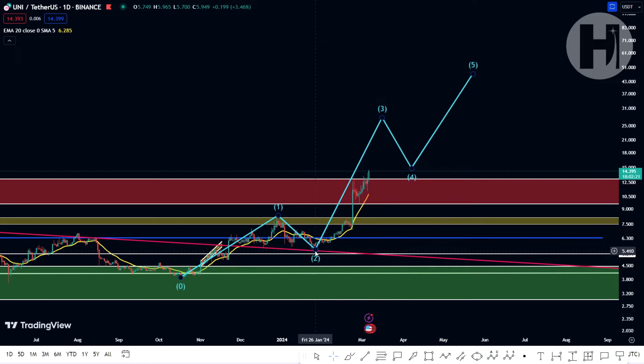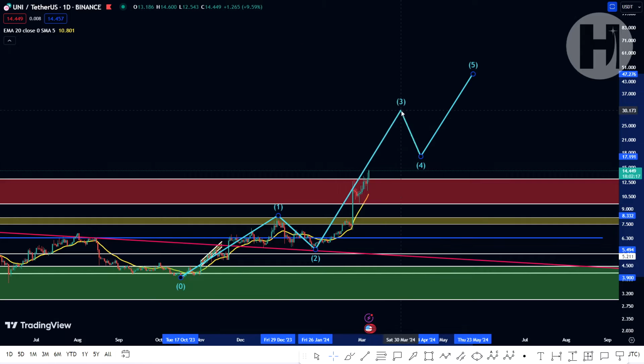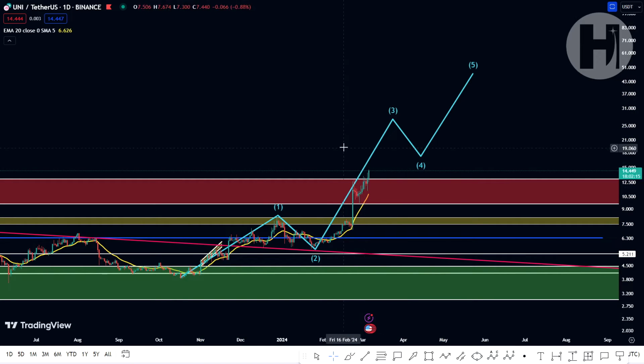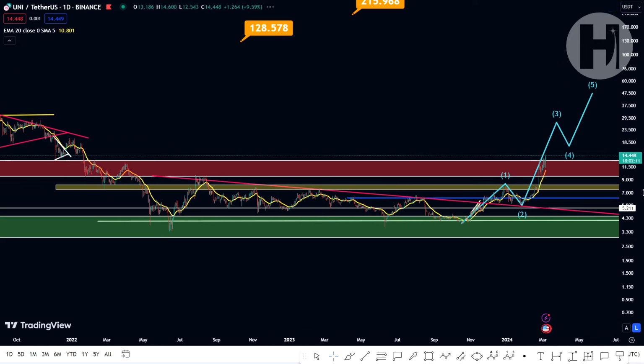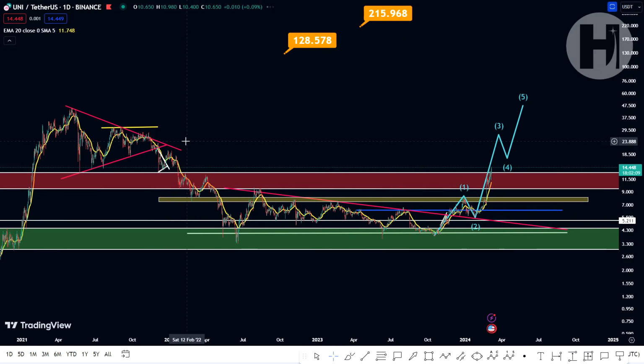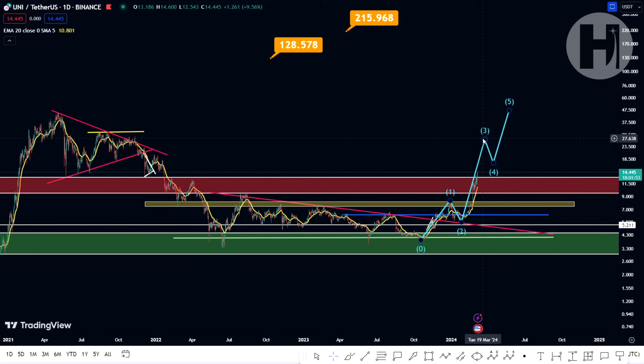So right now we are in this wave 3. This is supposed to be the biggest wave of the entire structure. So we could be looking at, if we take a look at previous resistance levels here on the daily chart, you can see we have resistance at $19, $19.50. We have a resistance over here at $23, and then we have a resistance over here at $28. So all of these would be valid targets for this wave 3 top.